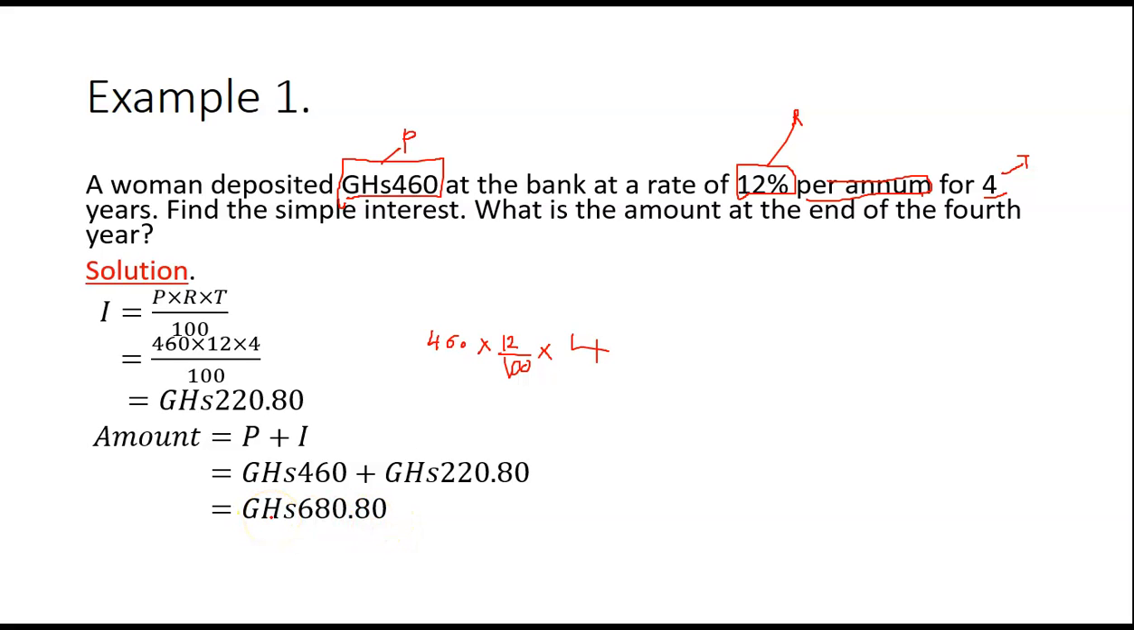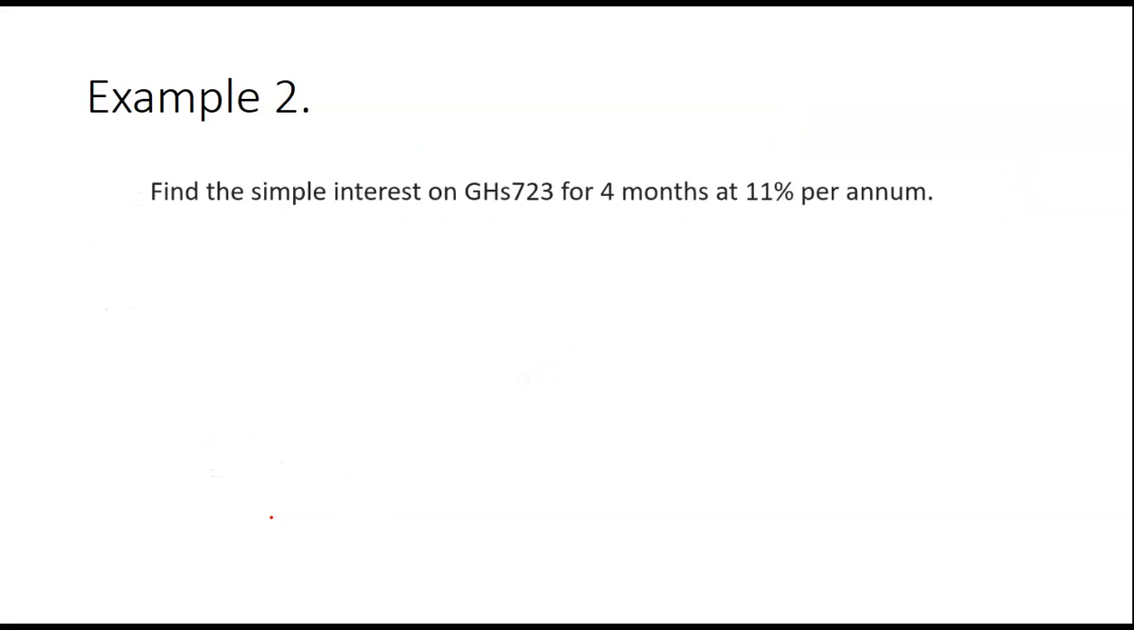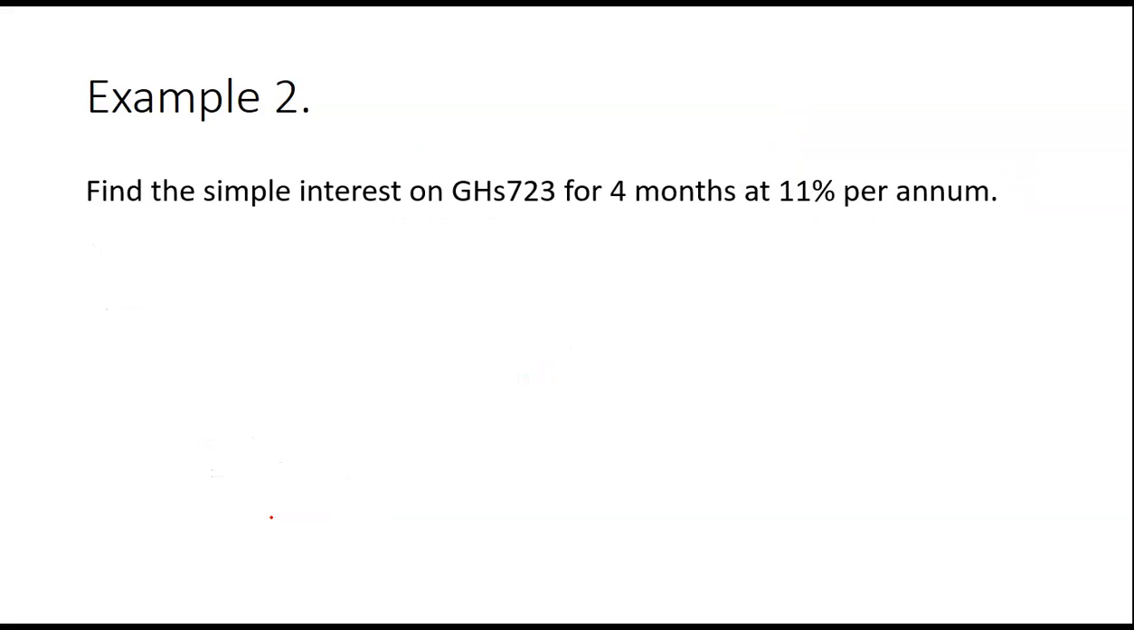So this is just simple interest. We have another topic called compound interest and others. We are not there. We are just looking at simple interest and its amount. Okay. So let's look at example 2. Example 2 says, find the simple interest on 723 Ghana cedis for 4 months at 11% per annum.